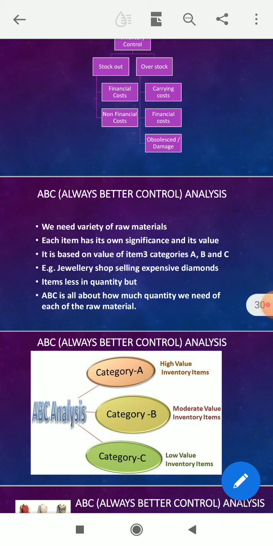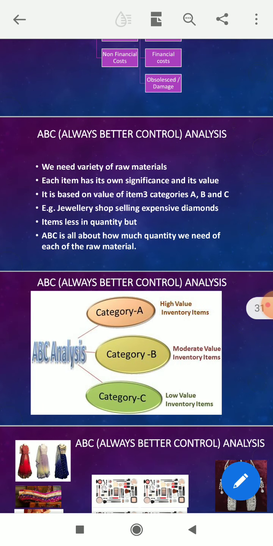We need a variety of raw materials. Each item has its own significance and its value. It is based on the value of categories A, B, C. Example, a jewelry shop selling expensive diamonds. Items are less in quantity, but ABC is all about how much quantity we need of each raw material.